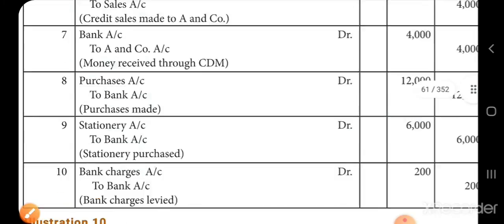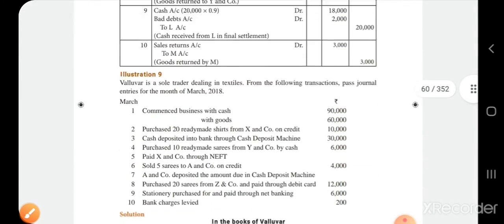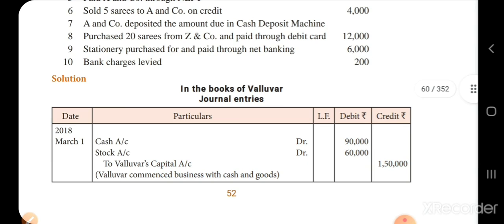Okay, hope it is clear. Go through all the transactions once again and work out these problems in your classwork note.